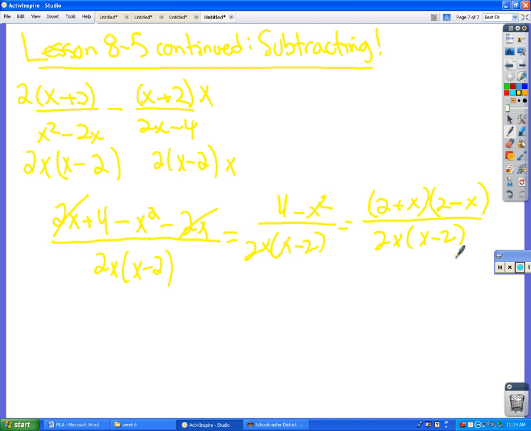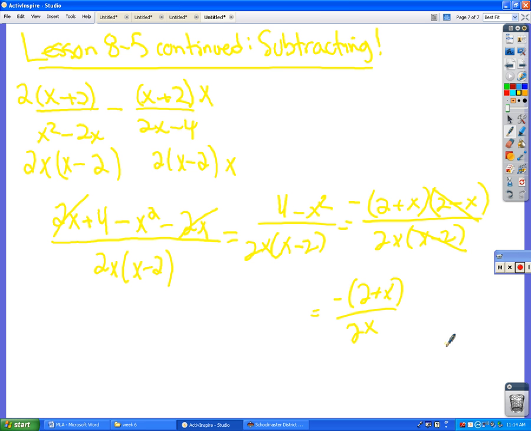What cancels? No, the top, the left point. The plus and the minus. The 2 minus x cancels with the x minus 2, because they're both opposites. And I have to make that negative. Can you write it the other way? Final answer, hold on a sec, negative 2 plus x over 2x.